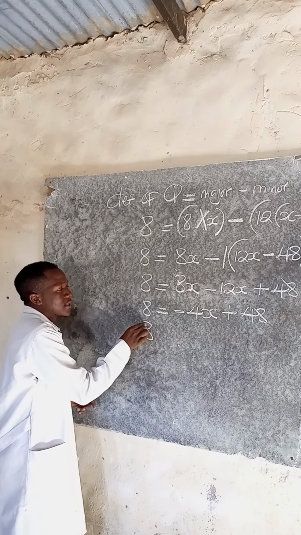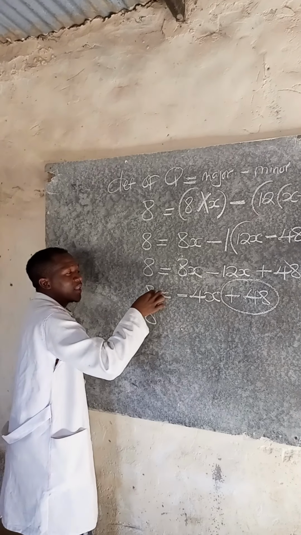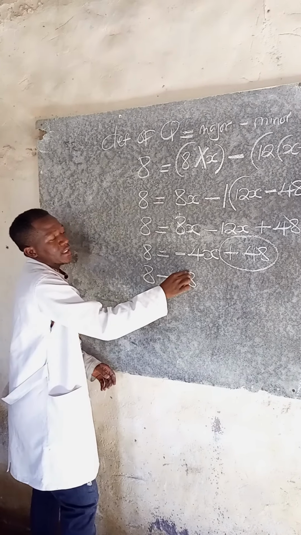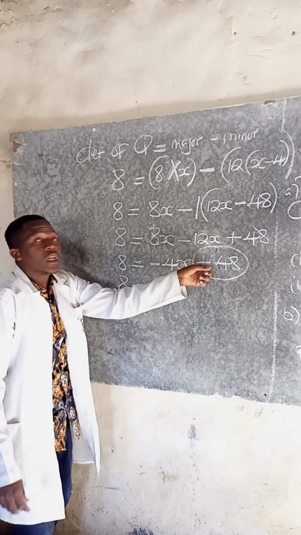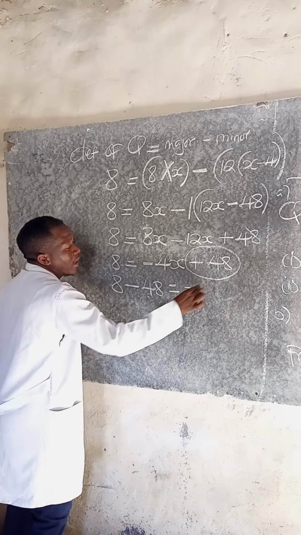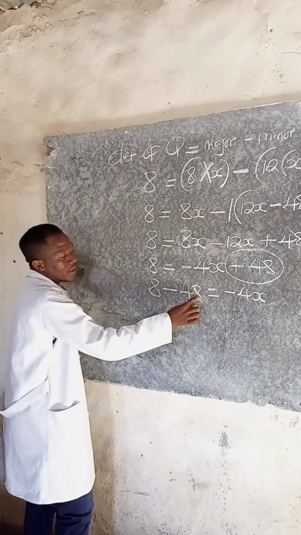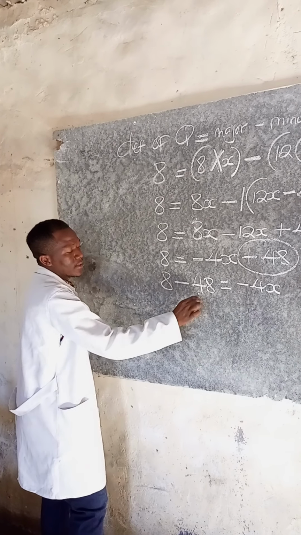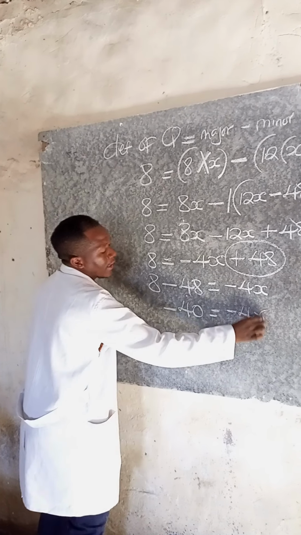So I'm going to say 8. But this is positive 48, meaning when it crosses over the equal sign, it's going to have an additive inverse, which is negative 48. In simple language, when a number crosses over the equal sign, the sign changes. So we're going to find that here we have negative 4x. 8 cannot subtract 48, instead the answer will be negative. 48 minus 8 is going to give us 40, then equals negative 4x.